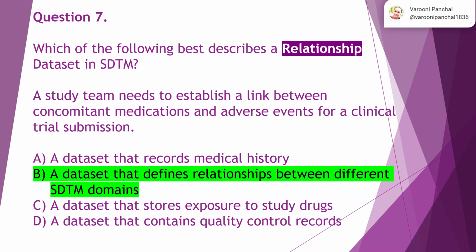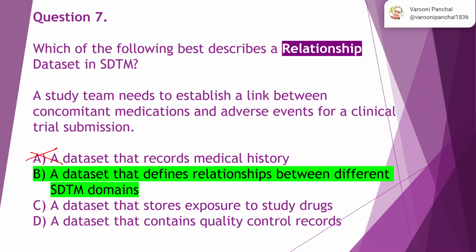Question 7. Which of the following best describes a relationship dataset in SDTM? A study team needs to establish a link between concomitant medication and adverse events for a clinical trial submission. Now, option A says a dataset that records medical history. Now, we are here to find out the link between the concomitant medications and adverse events, right? So, here it is talking about the medical history. So, this is not the right answer.